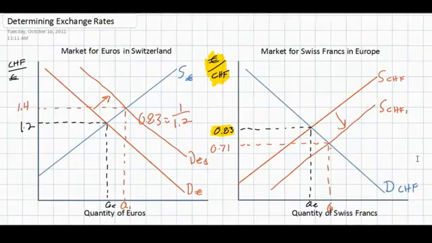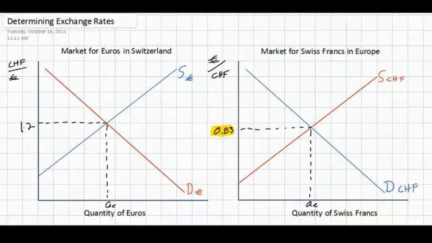Notice that the red curve in the market on the left shifts out, causing an outward shift in the red curve on the market on the right. One currency gets stronger, the euro in this case, while the other currency gets weaker, the franc. So as we saw, an increase in the demand for euros causes the exchange rate of the euro to appreciate in terms of francs, and the exchange rate for the franc to depreciate in terms of euros. An increase in demand for euros corresponds with an increase in supply of francs.